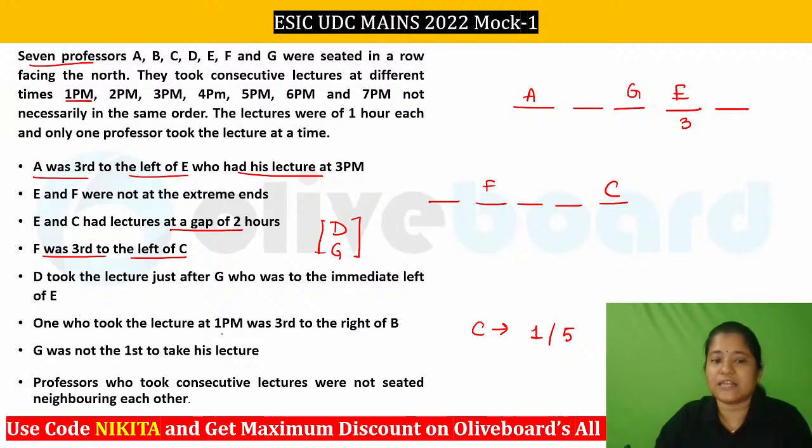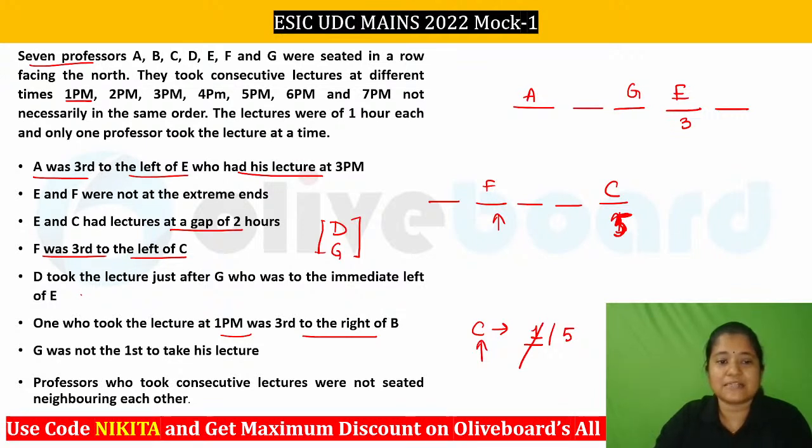Now one who took the lecture at 1 p.m. was third to the right of B. So you can see that if C is there, right? If we have C at 1 p.m., he should be third to the right of B, but we can see that C is already third to the right of F. That means C cannot be the person who is at 1 p.m. That means C should be the person who is there at 5 p.m., right? So C will be there at 5 p.m. here. I hope this is clear to everybody.